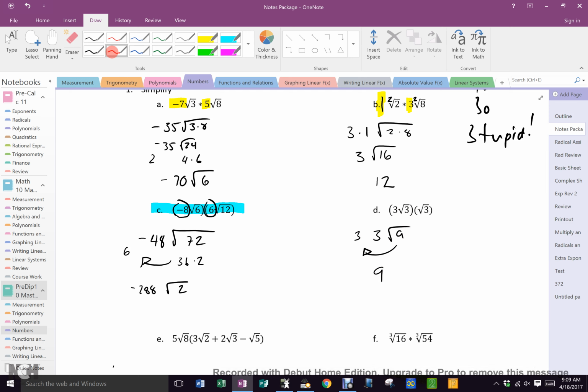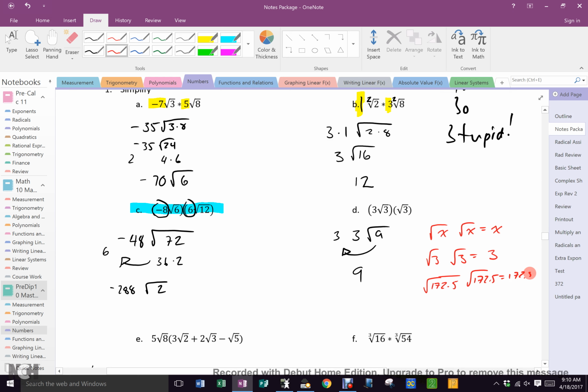I'm going to give you a gift here, which you've already seen before. Root x times root x equals what? X. So root 3 times root 3 equals what? 3. So it's 3 times 3. What is root 172.5 times root 172.5? 172.5. Little present for you. When you square a root, you get the radicand.